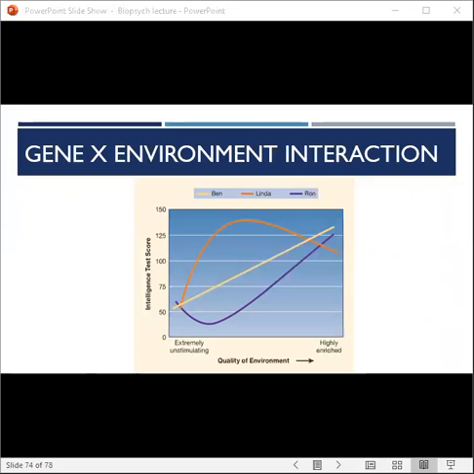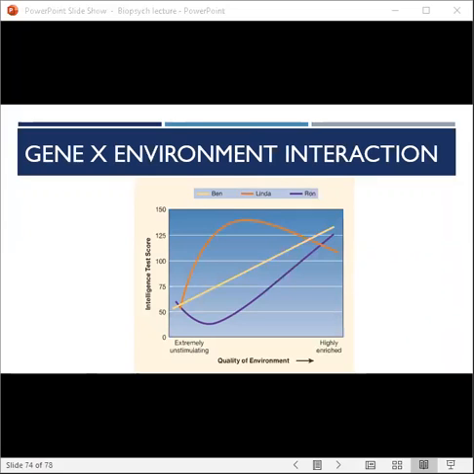Now, Ben, Linda, and Ron are not triplets. They have different genetic makeups. But when they're all in the same unstimulating, boring environment, their IQ scores look pretty darn similar, don't they? They're all sort of clustered around about 55.